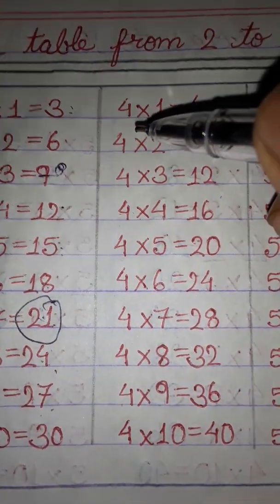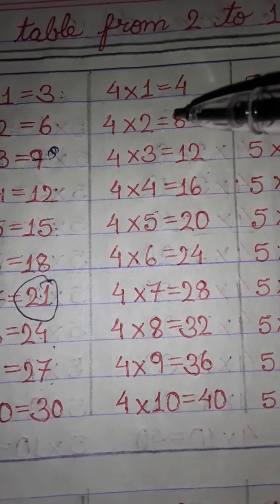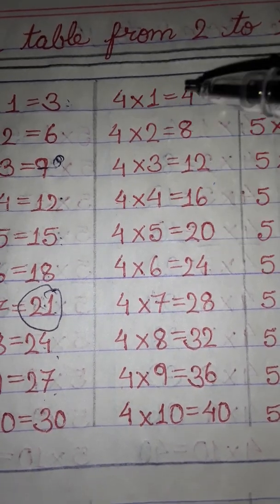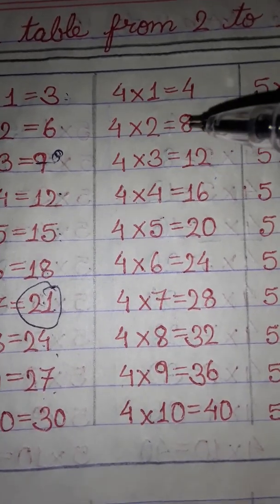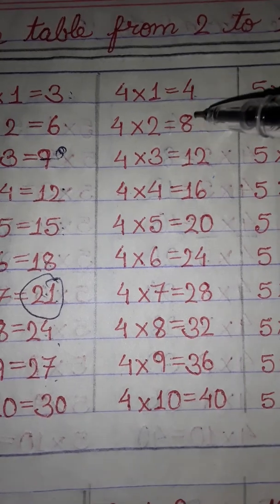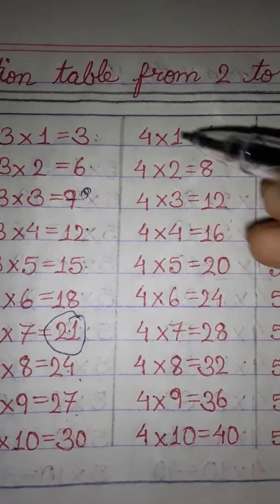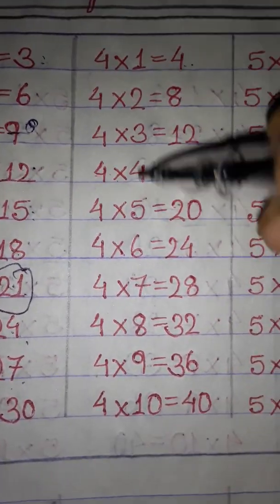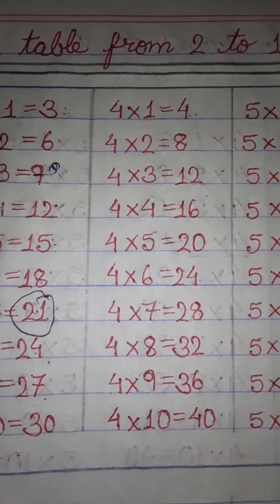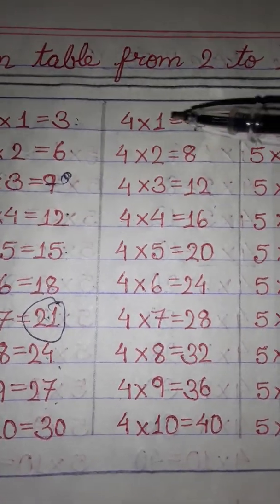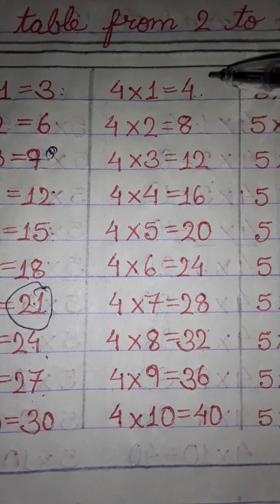So now I have come to the multiplication table of 4. You have to just remember 4 into 1 is equal to 4 and 4 into 2 is equal to 8. With the help of only these two numbers, you may do the whole multiplication table in a fast and easy manner. So 4 into 1 is 4 and 4 into 2 is 8, we get this.